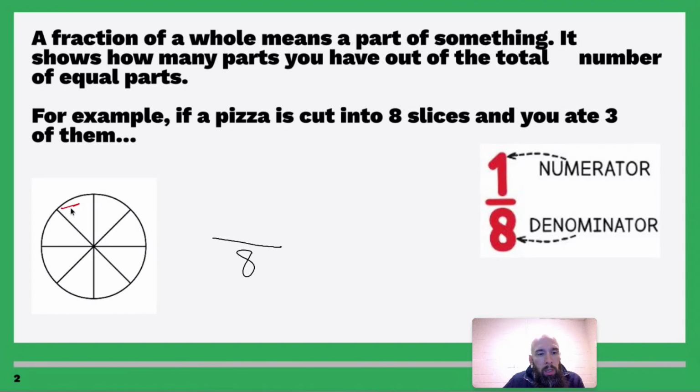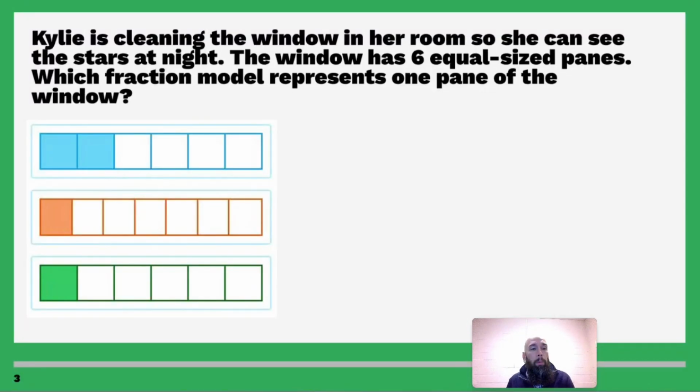We want to eat 3 of them. So we shade 1, 2, 3. And so 3 out of 8 is going to be our fraction. So if a pizza is cut into 8 slices and you ate 3 of them, it's 3 out of 8, what you want out of your total amount. Numerator is 3, denominator is 8. All right, so let's see if we can understand and do a few more.